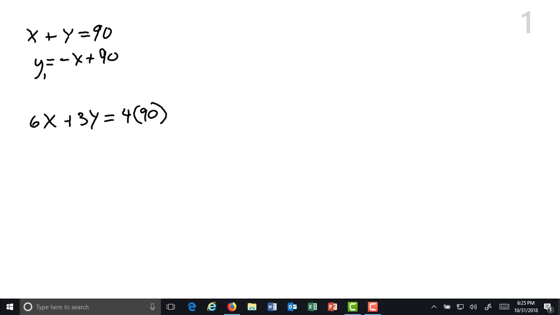So, well, I'm going to get the y by itself, right? So I'm going to subtract 6x. So now I have 3y equals minus 6x, right? Plus, let's see, 4 times 90, 360.